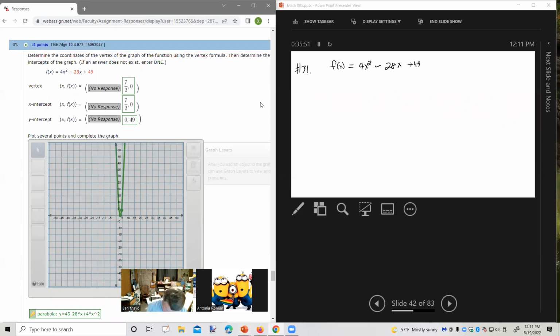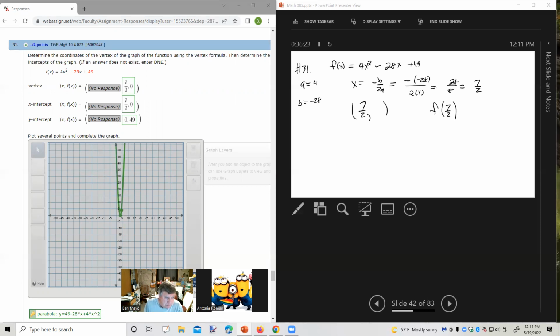So A is 4, B is negative 28. X equals negative B over 2A, which is negative times negative 28 over 2 times 4, which is 28 over 8. And that reduces down to 7 over 2. Okay. So there's where your axis of symmetry is at. The vertex is 7 over 2, comma, f of 7 over 2.